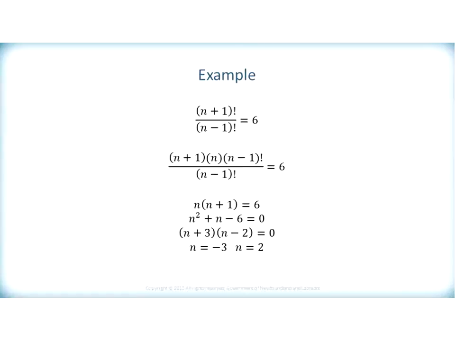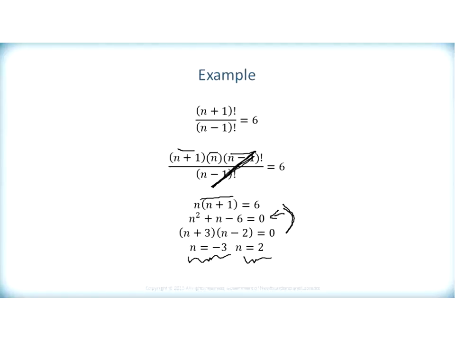Let's have a look at another example. We have n plus 1 factorial is n plus 1 times n minus 1. Of course, these will cancel out again. That gives us n times n plus 1 equals 6. Making one side of the equation equal to 0 and factoring, using a method of factoring, we can see that n will equal negative 3 and n will equal 2.